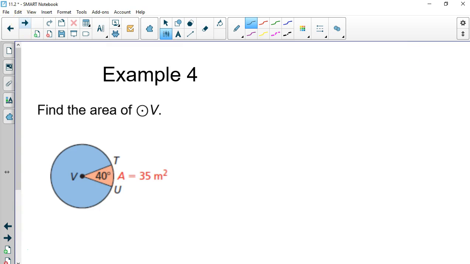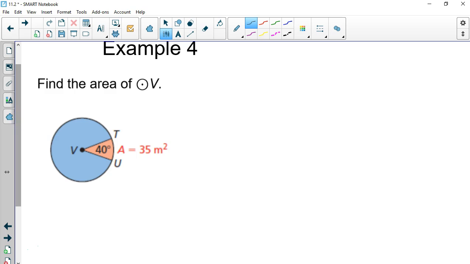All right, find the area of the circle. Okay, well, that means we need to find the small area and the big area and add them together. Now, this is an interesting problem because your initial reaction might be, well, I know 35 is the area of this section right here. So if this is 40, 360 minus 40 is 320. So that's the degree measure there. So if we just do 320 divided by 360 times pi r squared, problem is we don't have r. We don't have the radius.